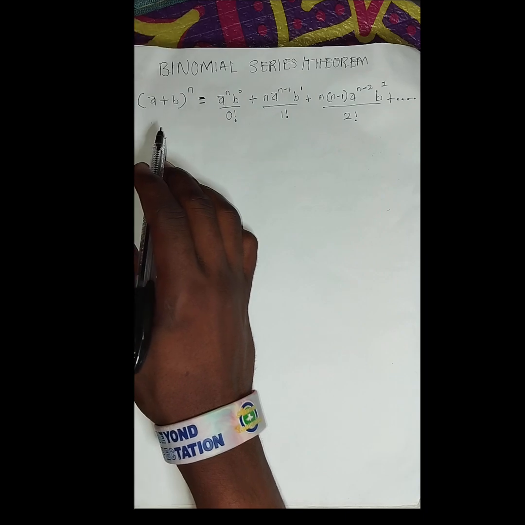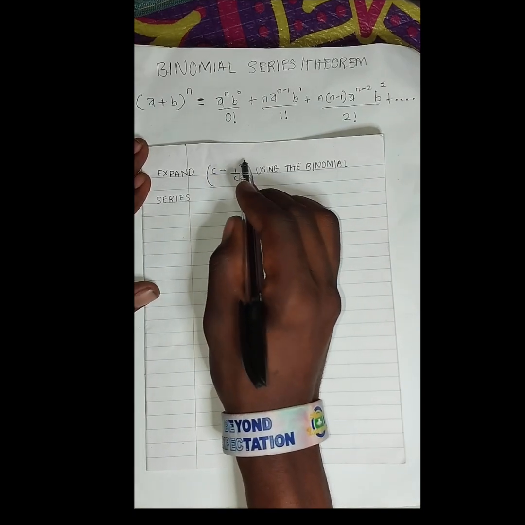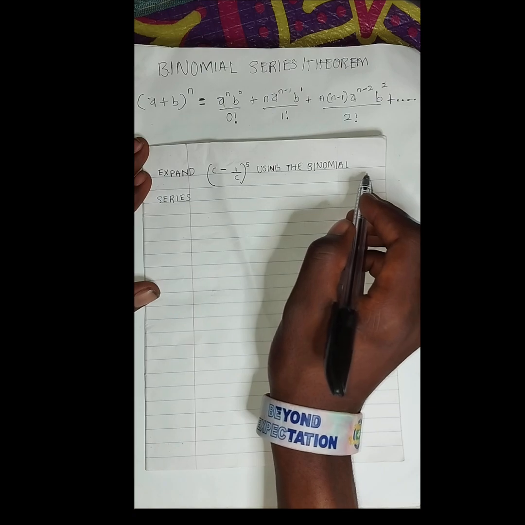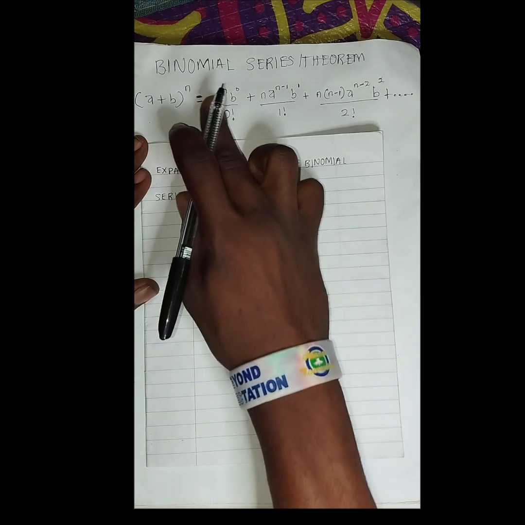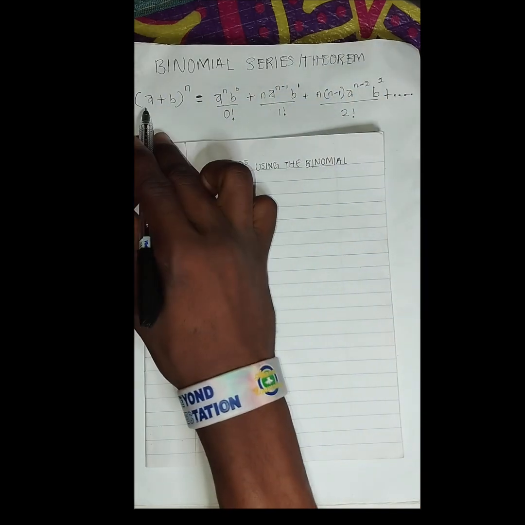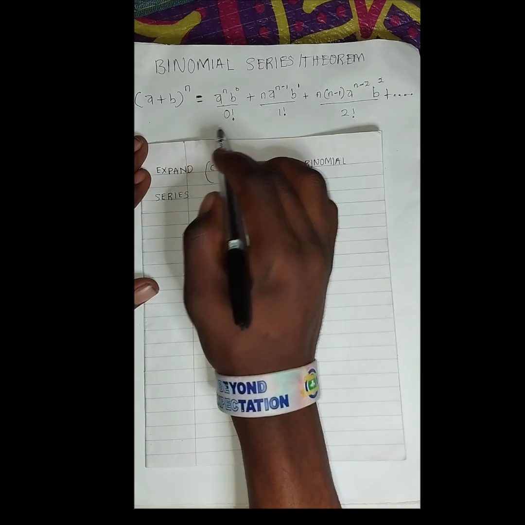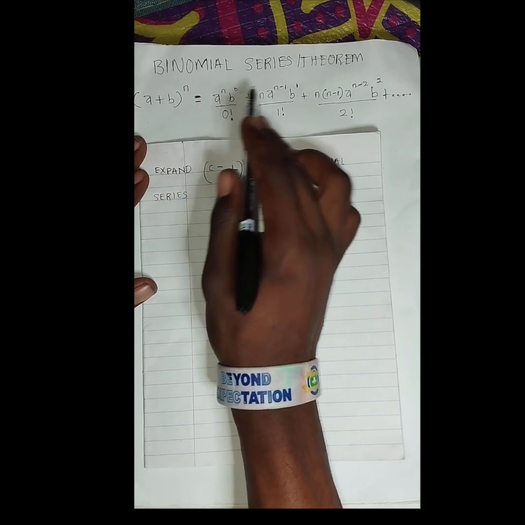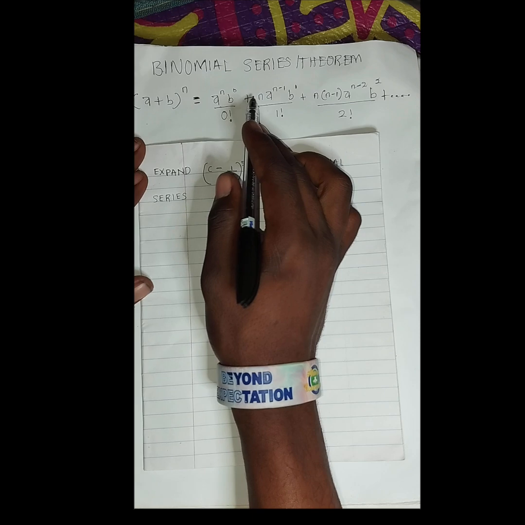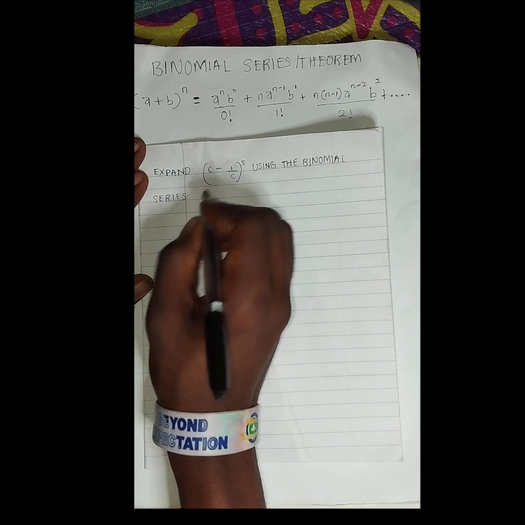So I'll be giving us a sample. Expand (c minus 1 over c) raised to the power of 5 using binomial series. That's our question, our example here. So how do we solve this? Just follow the principle above. Your first term will carry your power. Second term will carry a power of 0, right? Divided by 0 factorial. Plus, the power will come to the back. After coming to the back, you subtract 1 from it. And the power of your second term will increase. Do you understand?